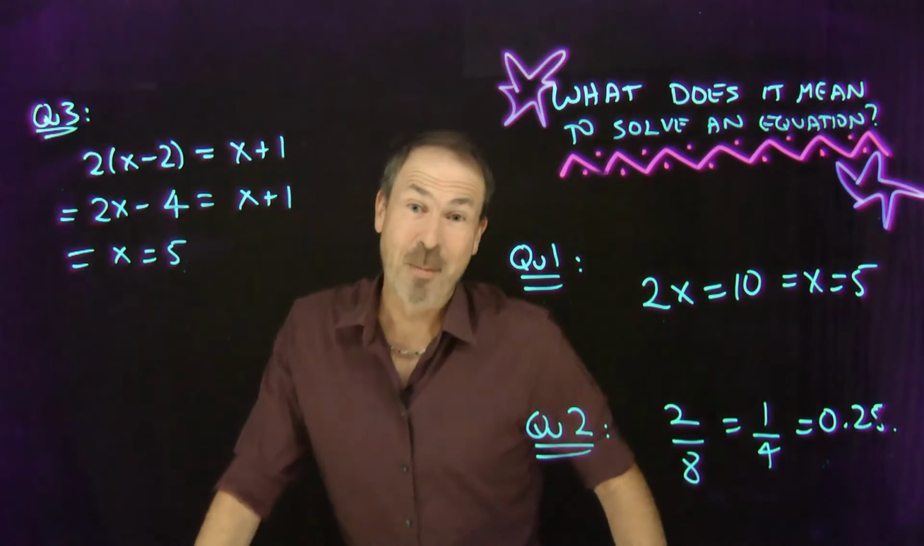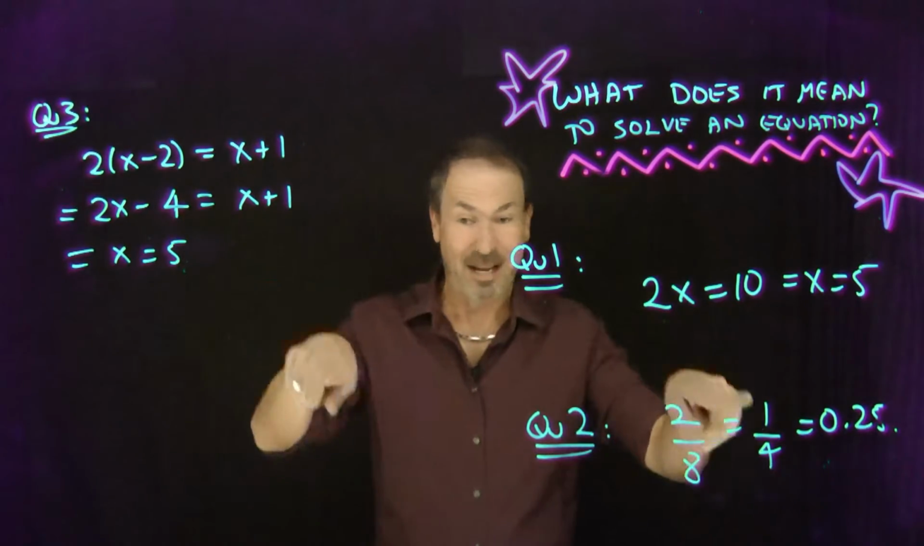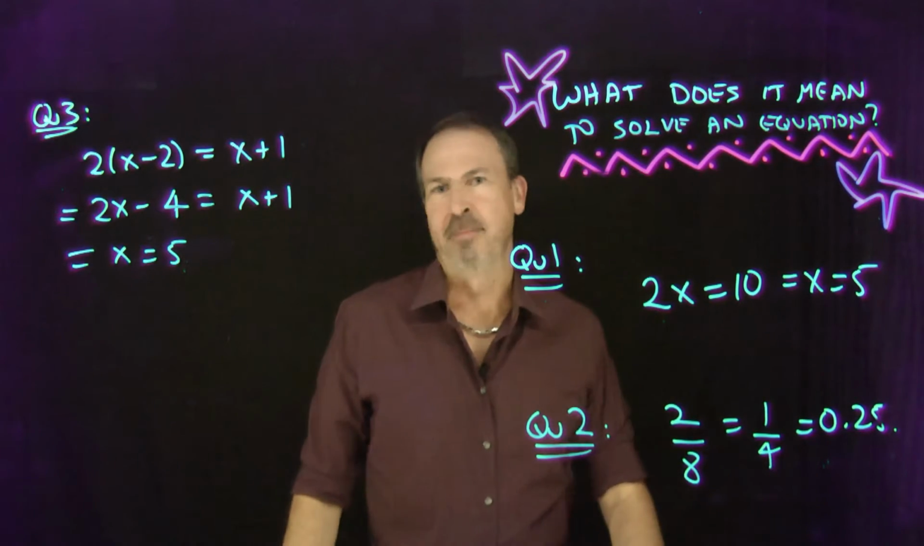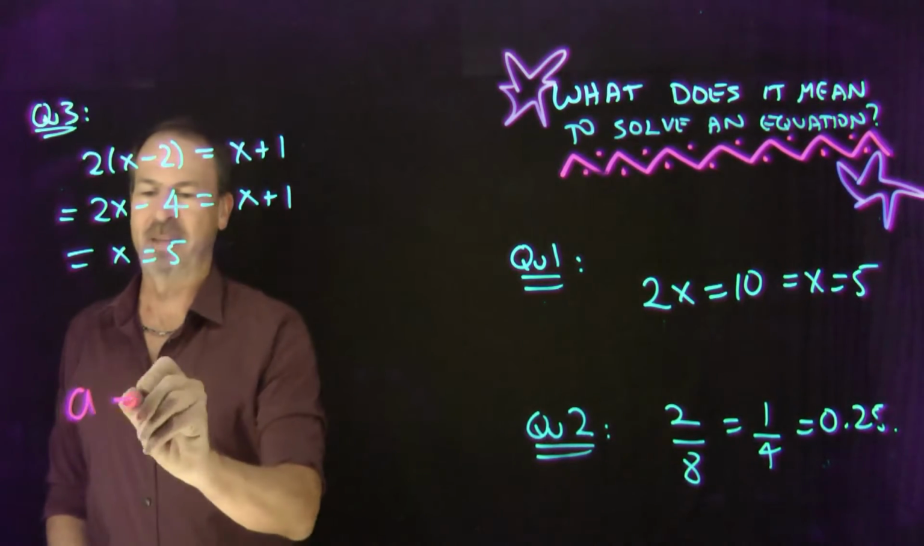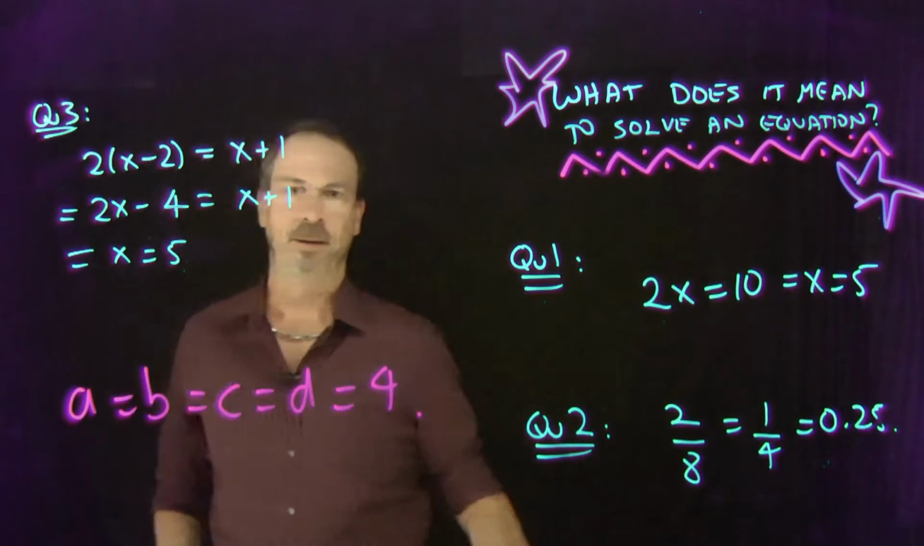Okay, so we've got 3 examples of writing here that each involve a lot of equal signs. And before I analyze these 3 particular problems, let's talk about how you might actually interpret a lot of equal signs in a math sentence. For example, here's a long math sentence. A equals B equals C equals D equals 4, period.